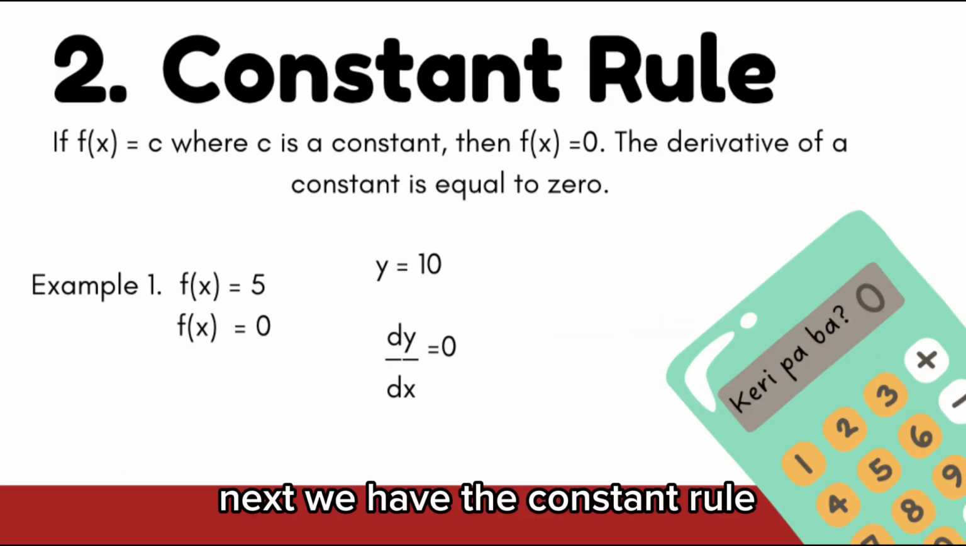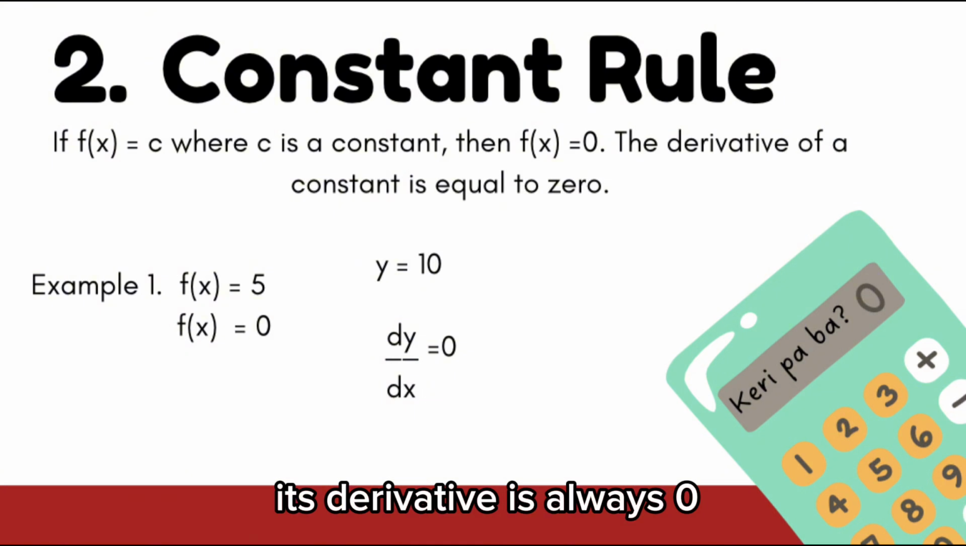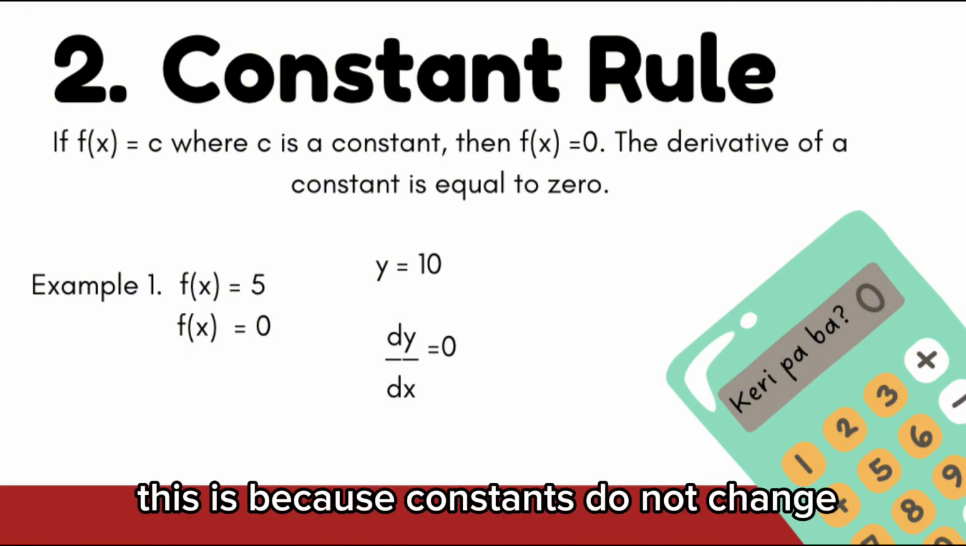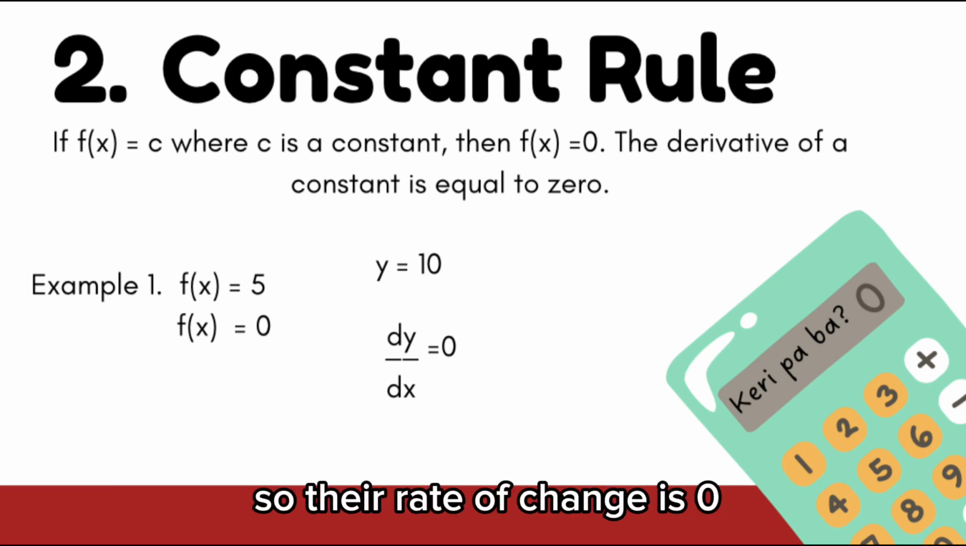Next, we have the constant rule. The constant rule states that if a function is just a constant number, its derivative is always 0. This is because constants do not change. They stay the same no matter what value x has. So, their rate of change is 0.